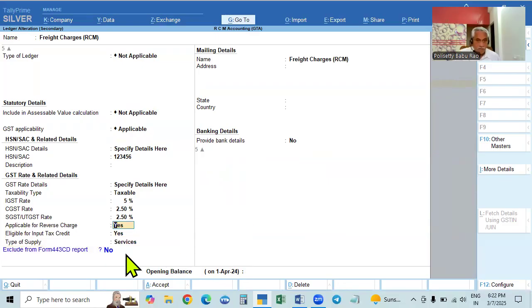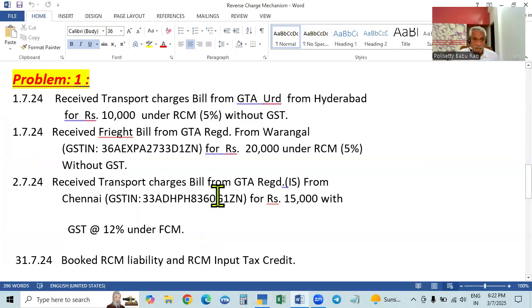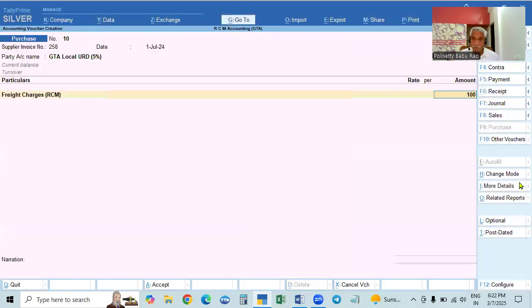After the rate, it will come down here. Applicable for reverse charge, we enable that, yes or no. It is showing yes. If it is not applicable, we make it no. Yes, and it is eligible for ITC: you will pay the tax and you will get the ITC. So it will be yes, and services we have to take, accepted. So we accepted this and the amount is 10,000 rupees.